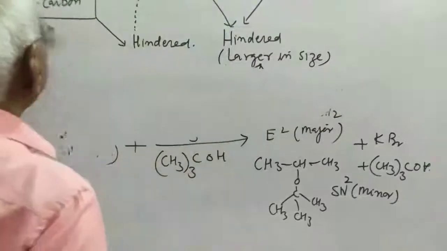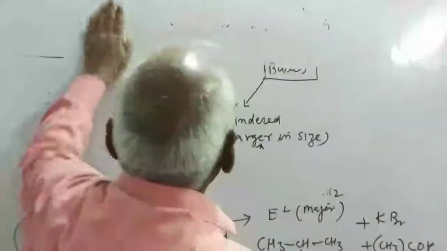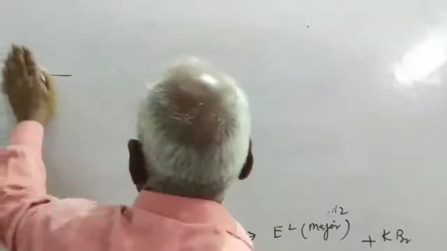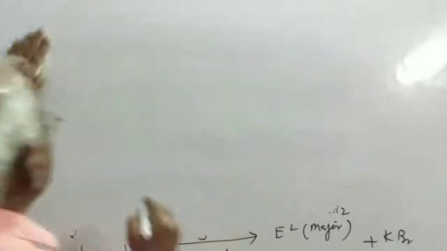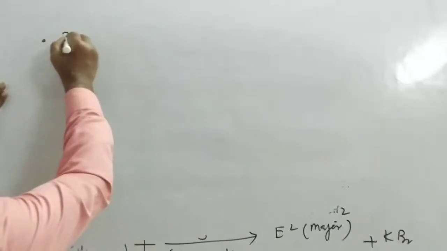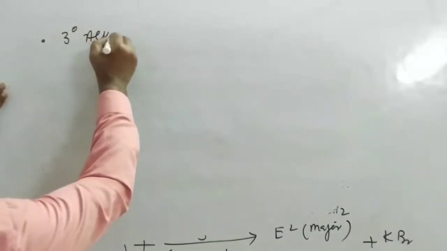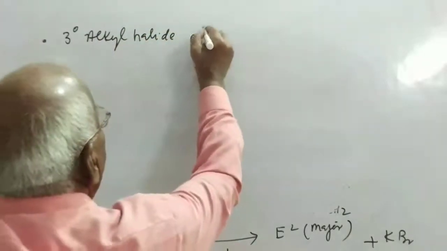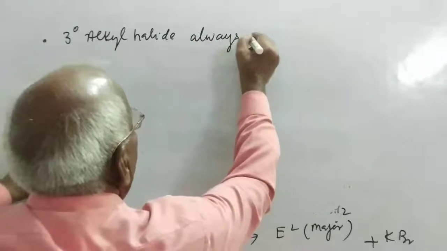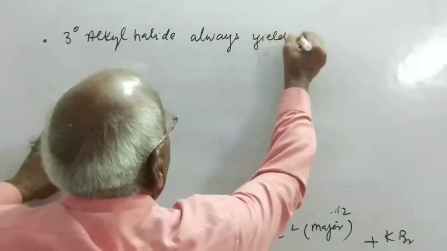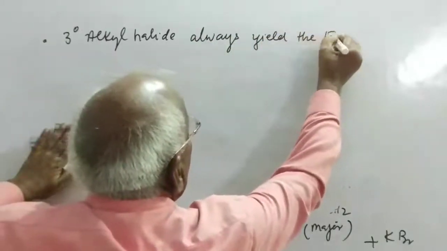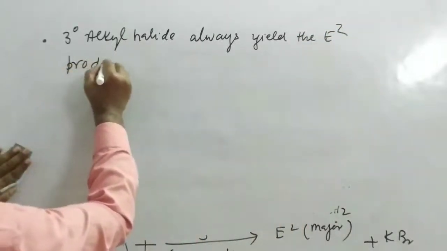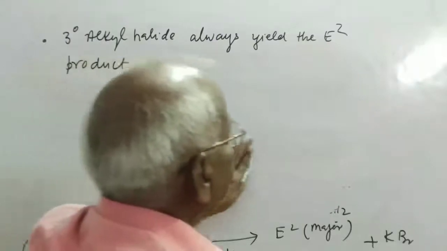Next point is 3-degree alkyl halides always yield the E2 product. 3-degree alkyl halide always yield the E2 product.